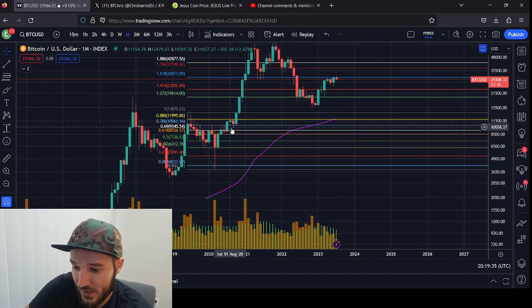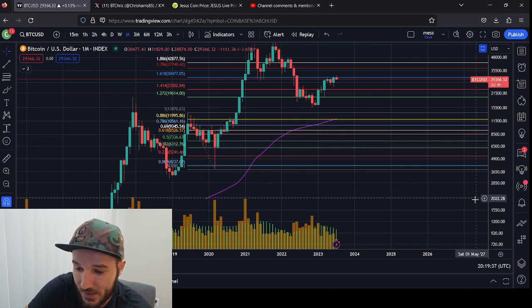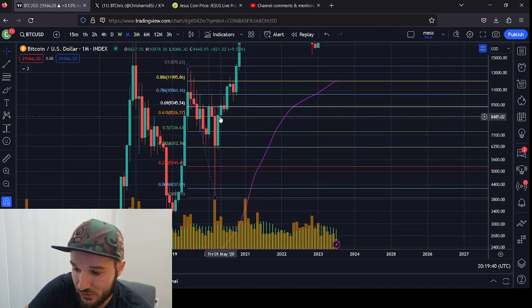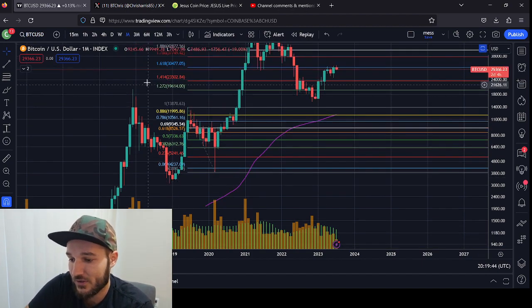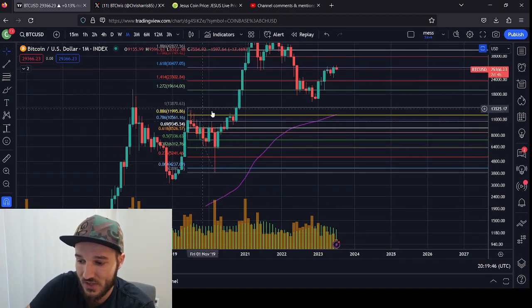You found resistance on your 886. Once you broke above it, though, again, on your first pass, you actually broke above the 618. You tested it as support. This is a very bullish thing. And you see I used 3 different fibs all in the same kind of price range, right?